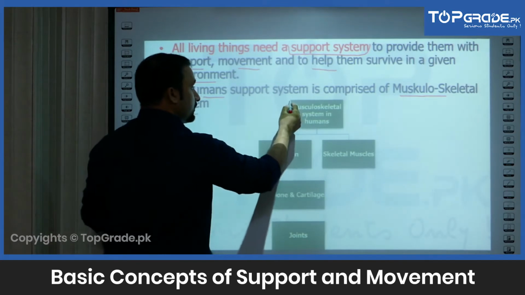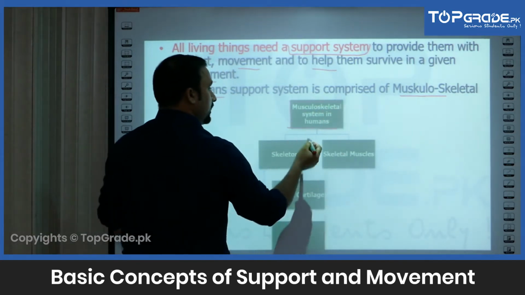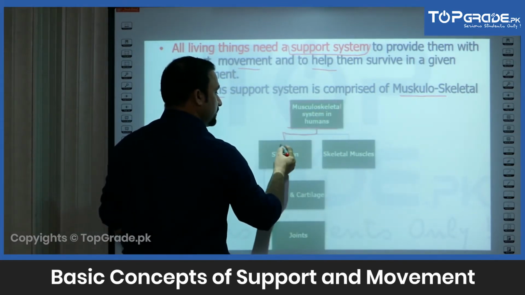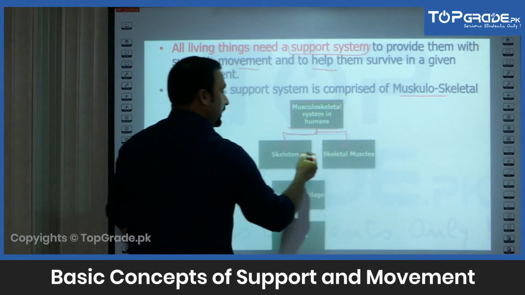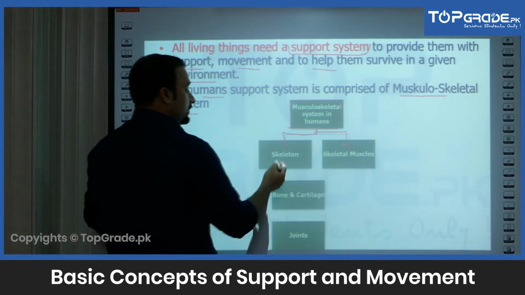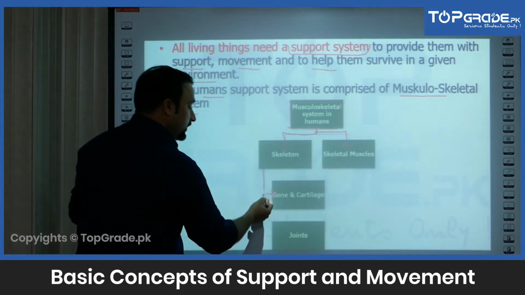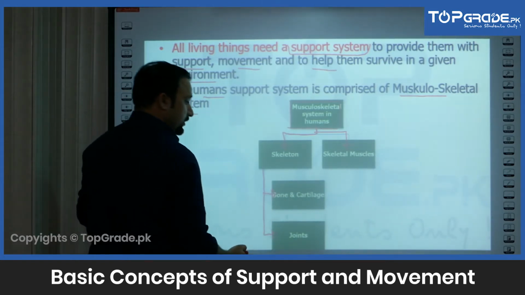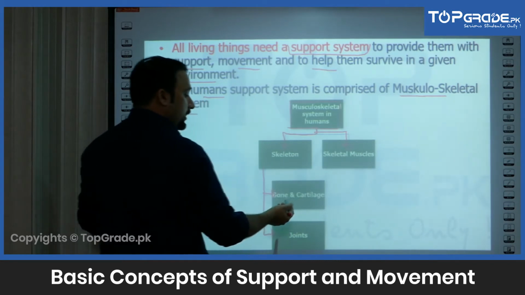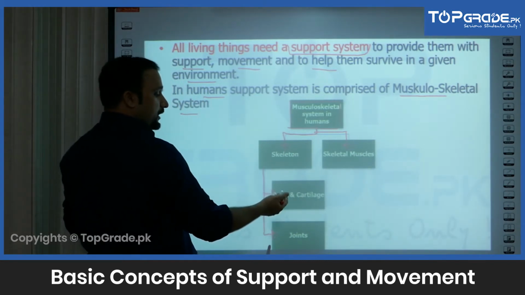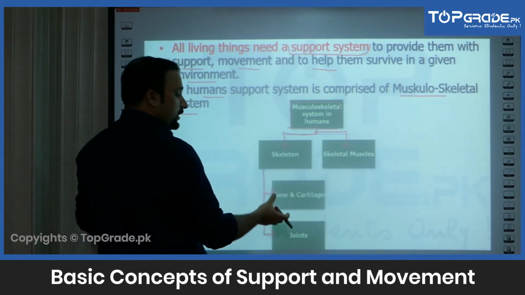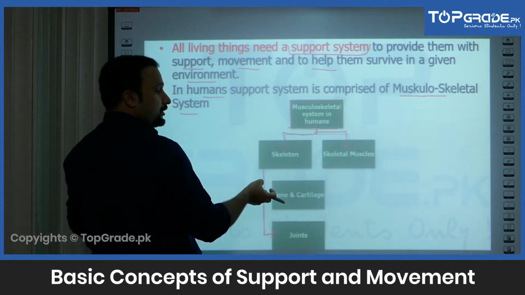The musculoskeletal system in humans, basically this is comprised of two major segments. एक हमारे पास skeleton है and secondly we have got the muscles. Skeleton in turn is comprised of the bone and the cartilage, and secondly it's having the joints, right. So bone and cartilage basically आप कह लें कि ये rigid connective tissue है, और जो joints हैं ये bones और cartilages को आपस में जोड़ रहे हैं, right.